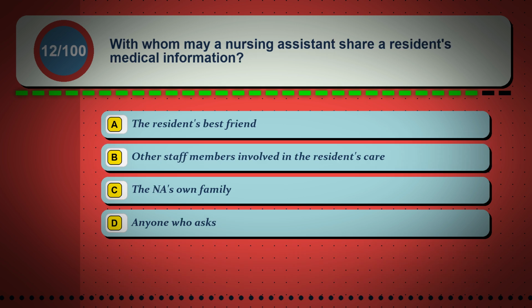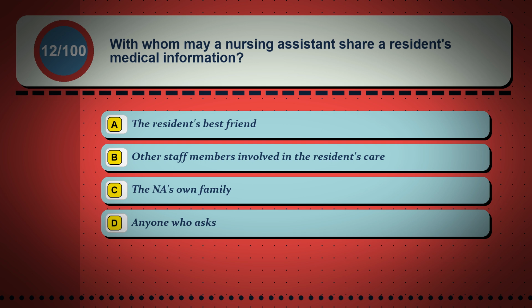Question 12. With whom may a nursing assistant share a resident's medical information? Option A. The resident's best friend. Option B. Other staff members involved in the resident's care. Option C. The NA's own family. Option D. Anyone who asks.